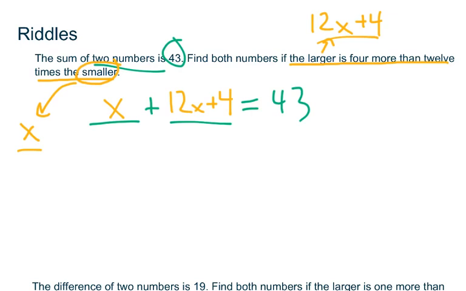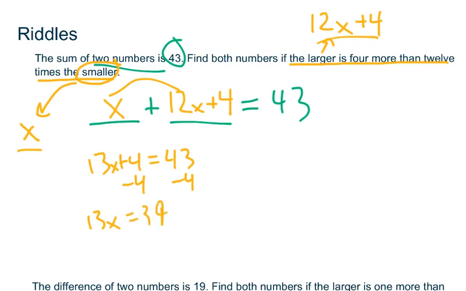So we now combine like terms. x plus 12x is 13x, plus 4 equals 43. Subtract 4 from both sides. 13x is equal to 39. Divide by 13. x equals 3. So that means 3 is the answer to x. That is the smaller number.